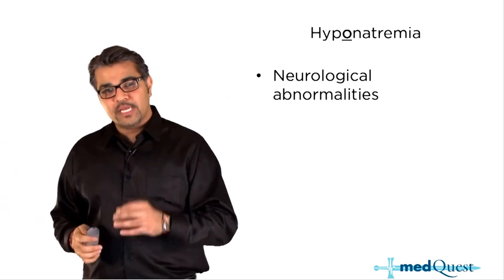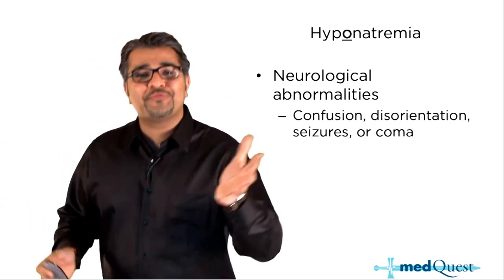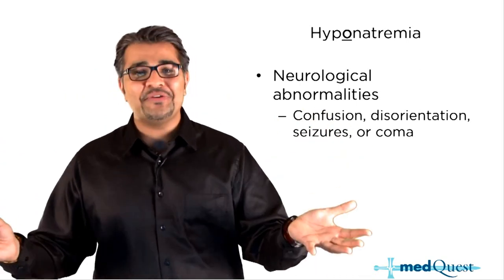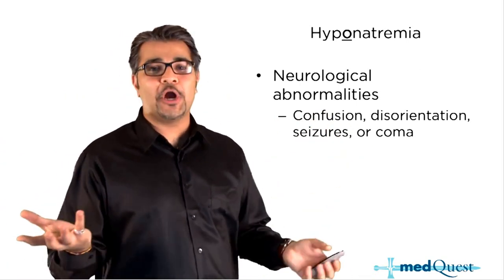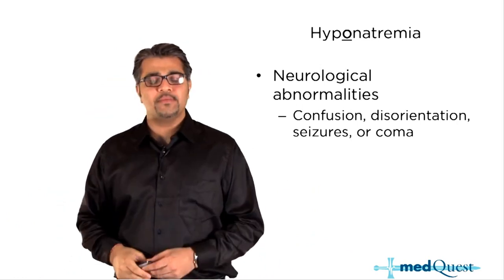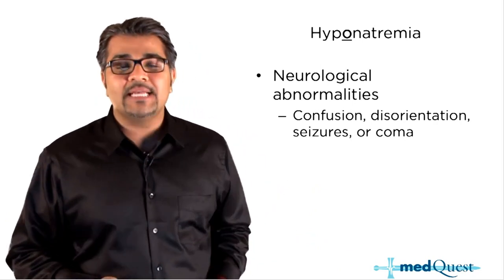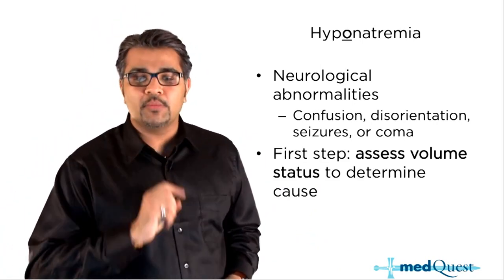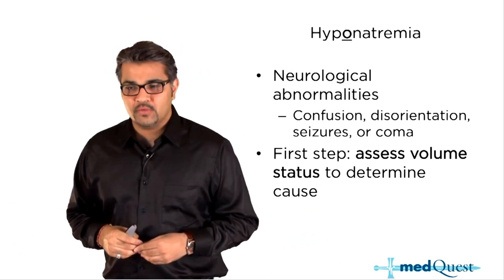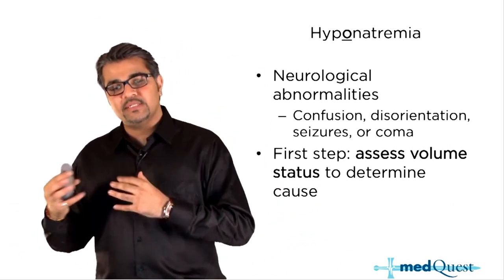Now in hyponatremia, you've got neurologic abnormalities. Can you name the 4? That's right! The same ones: confusion, disorientation, seizures, and coma. Almost the same thing. So what do you do for these patients? Well, the first step in any patient that has hyponatremia, you must determine and assess what their volume status is. Once you know what kind of volume status they have, then you can determine the cause.